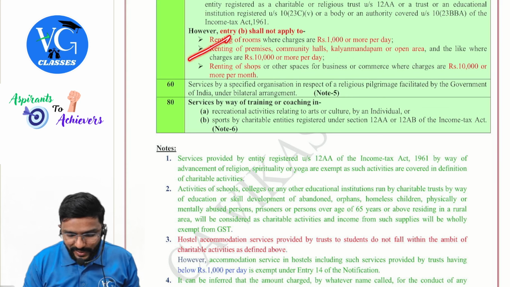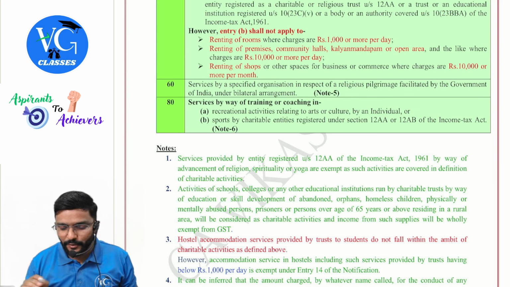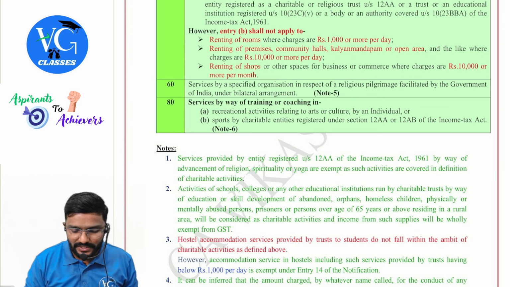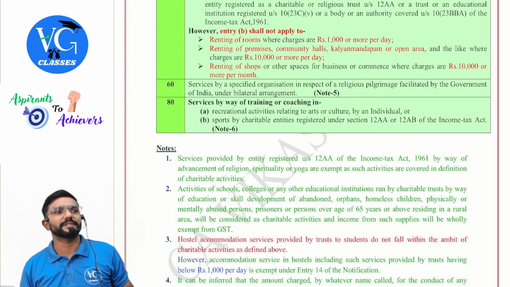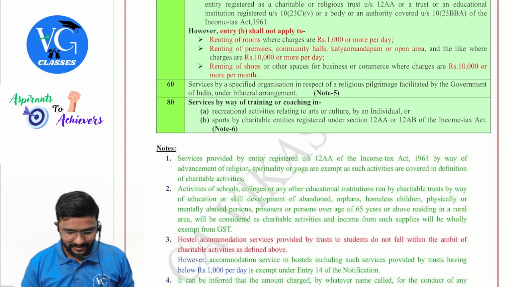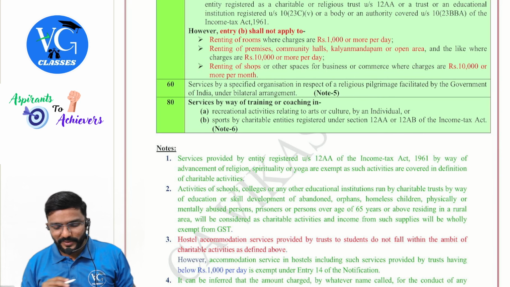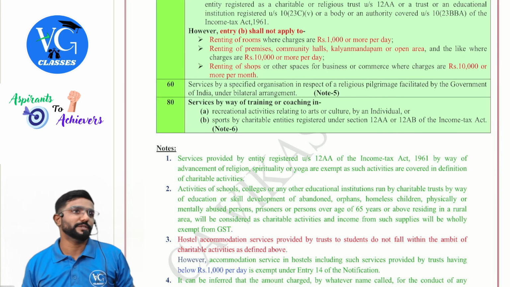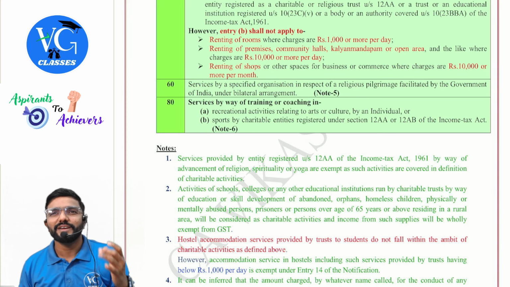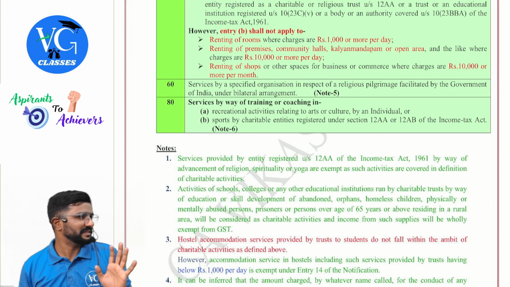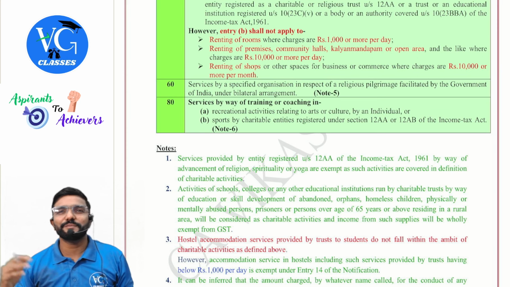Next, renting of premises, community hall, Kalyana Mandapam or open area, and like where charges are 10,000 or more per day. Renting of shops or other spaces for business or commerce where charges are 10,000 or more per month. Okay, guys, easy to remember. Everywhere 1000 or 10,000. Clear? Sir, per month is there, per day is there.